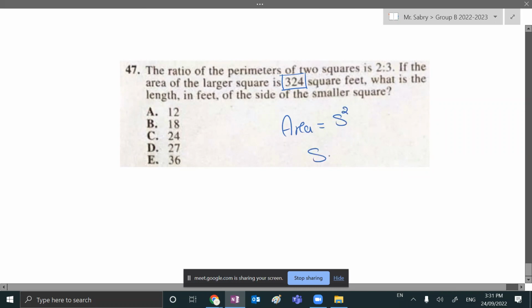So if I need to know one side of a square, I should just get it by the square root of the area. The square root of 324 is 18. So I know that the side of this square is 18. I have a square right here. This side is 18. So if I needed the perimeter of this square, it's 18 plus 18 plus 18 plus 18. So it's 18 times 4.